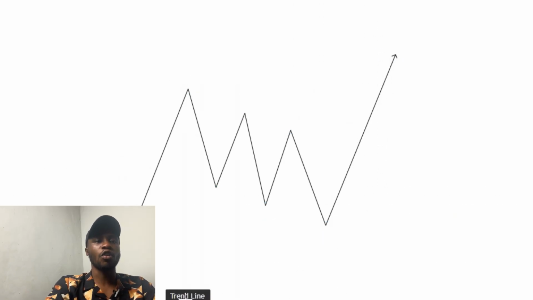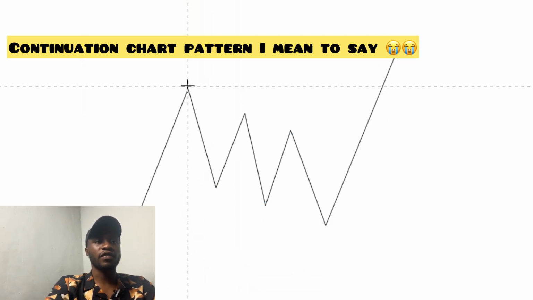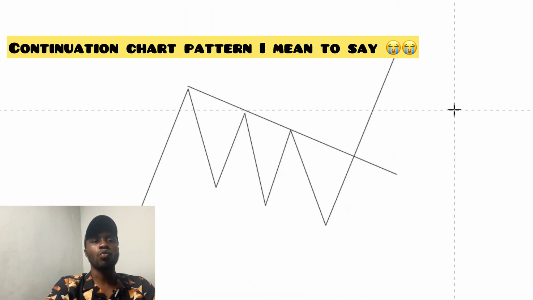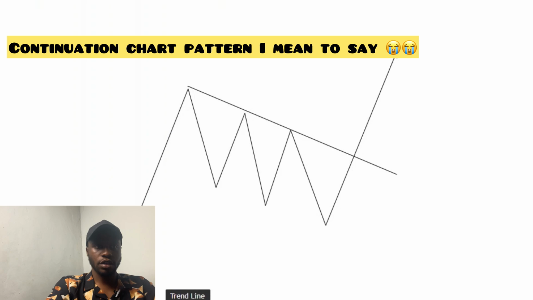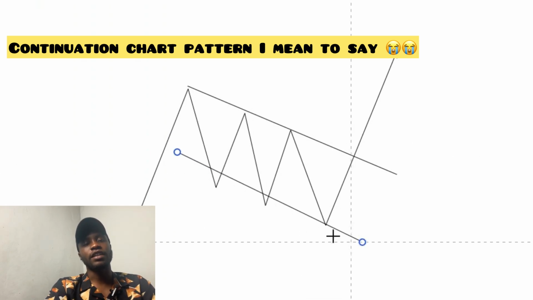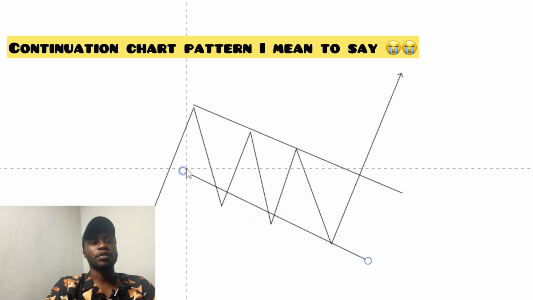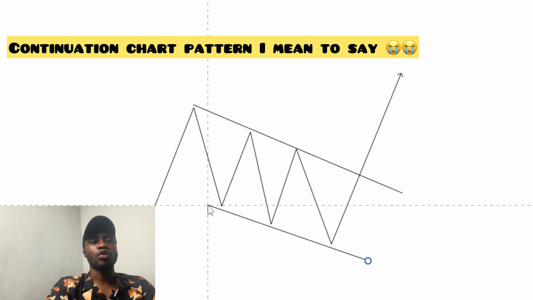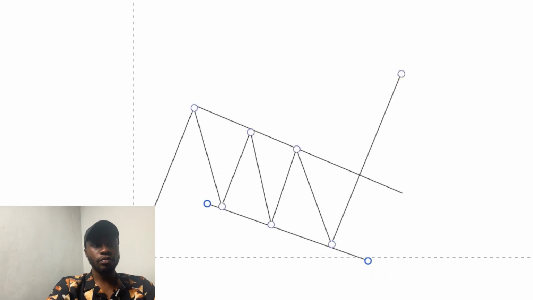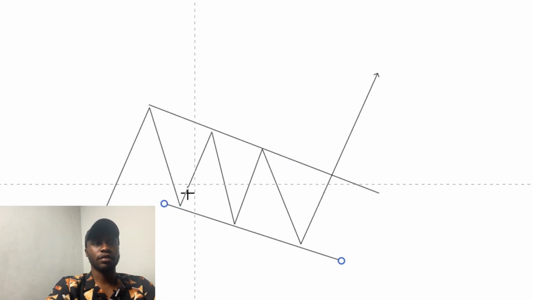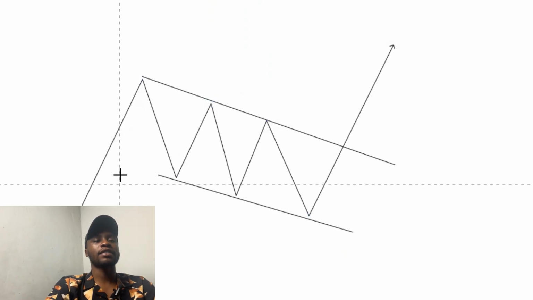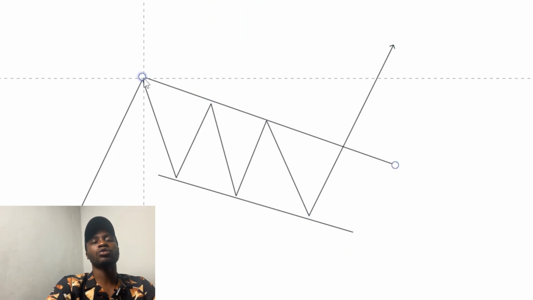As you guys can see on my screen, this is a continuation chart pattern, and the name of this chart pattern is the falling wedge. You can see it's falling to the downside, then it just came up, then boom, starts going to the upside. Right from the beginning here, this is a bullish trend. Let me zoom out. The market was bullish, then the market just wanted to rest a little bit.